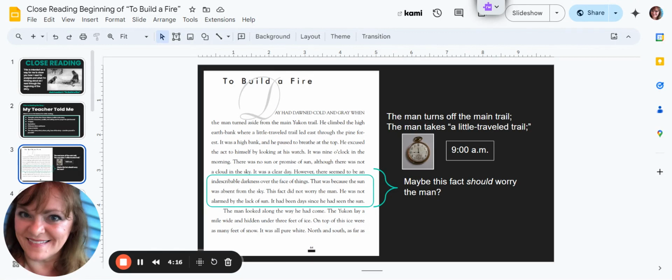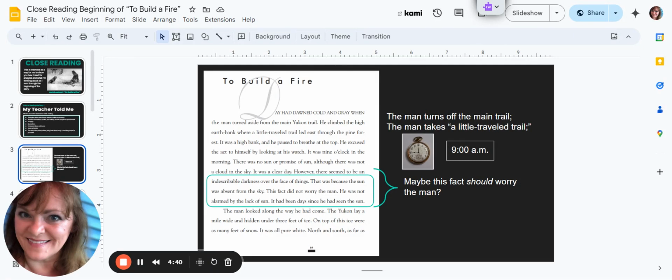It was a high bank, and he paused to breathe at the top. So as he's climbing this, I can understand or imagine him being out of breath. I have been out of breath climbing or hiking before, so I can make that text-to-self connection. He looked at his watch, and now I know, oh, it's 9 o'clock in the morning.